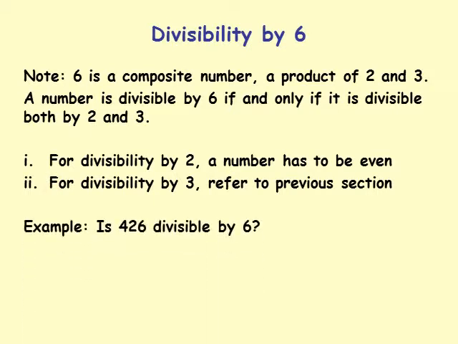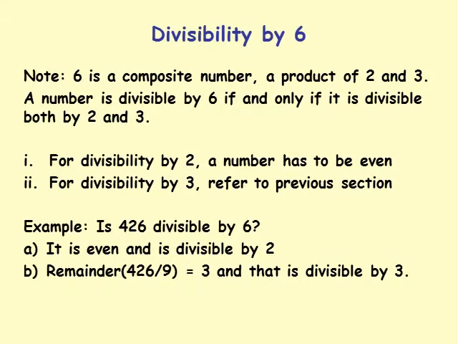Okay, let's continue here. So let's take an example. 426, is that divisible by 6? Okay, there are two tests we need to do since 6 is a composite number. Is it even? It is even. It's divisible by 2. So the first test is passed. This test here for divisibility by 2 passes. Let's continue and see about divisibility by 3.